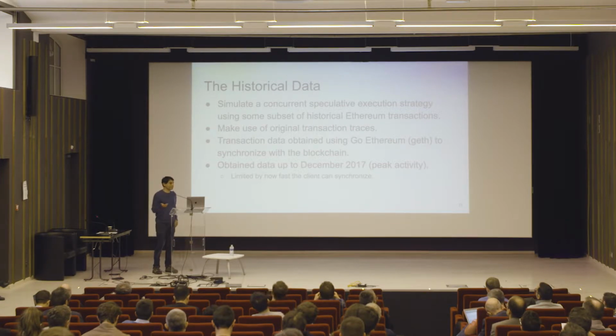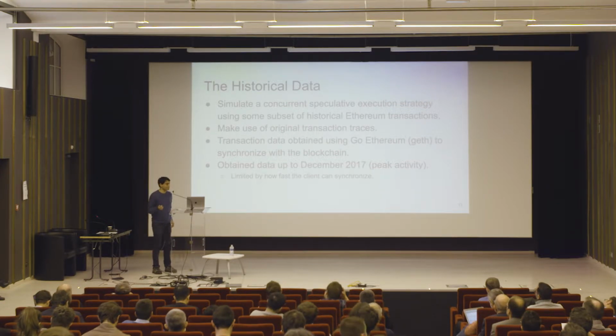The way we obtained the transaction data was using the Go Ethereum client, which was mentioned in one of the previous talks, to synchronize and download the blockchain. And we obtained data up to December of 2017, which is close to when there was peak activity on the Ethereum blockchain and with cryptocurrencies in general.